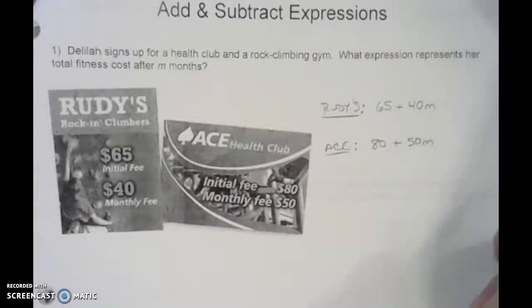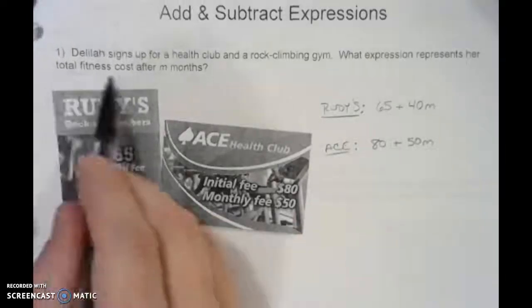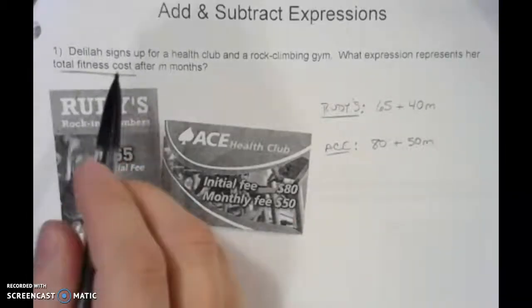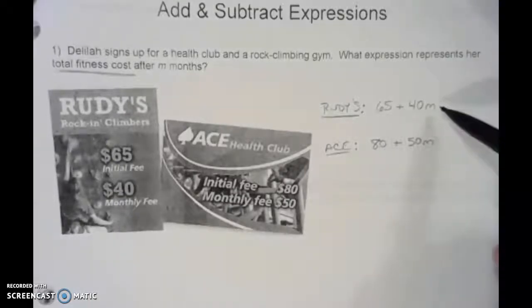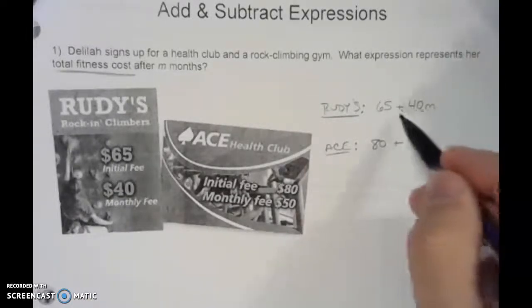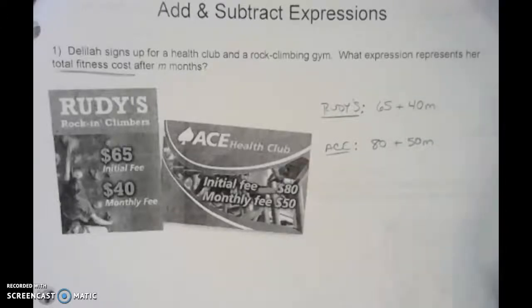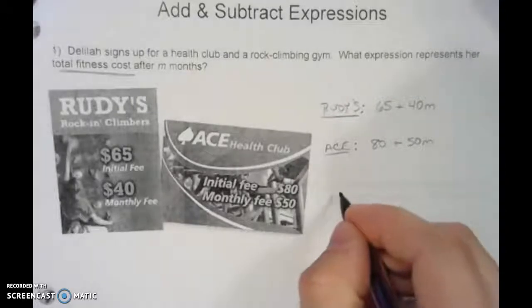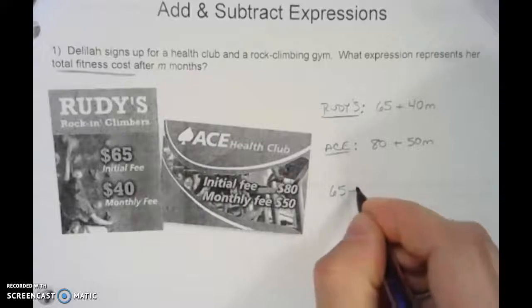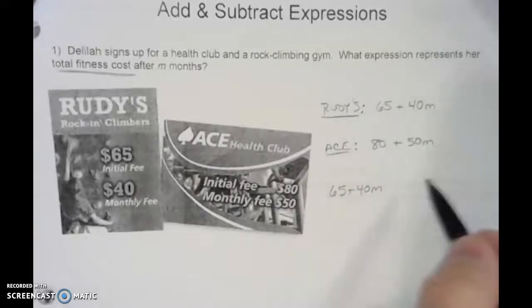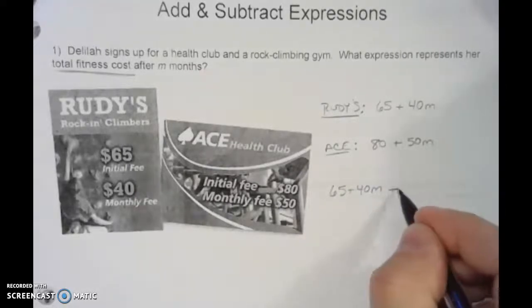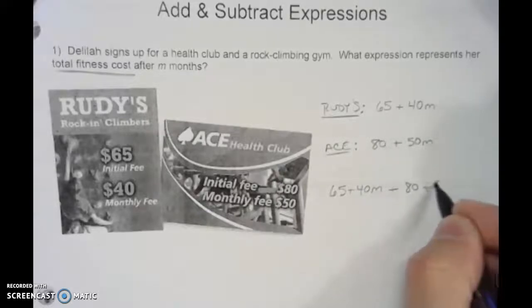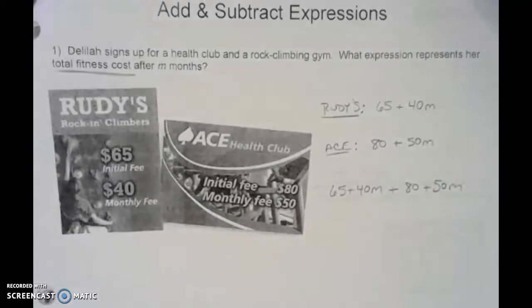So now what we want to do is find her total fitness cost after M months. We know what she's going to pay individually at each place. To get the total cost, I'm going to have to add these two expressions together. So I'm going to take my Rudy's 65 plus 40M, and I'm going to add that to Ace, which was plus $80 plus 50M. Okay.